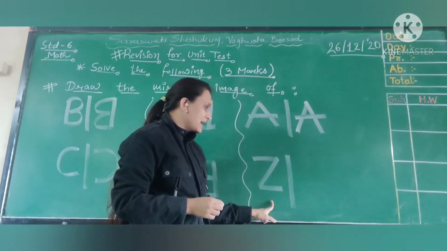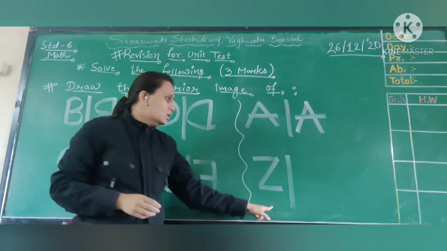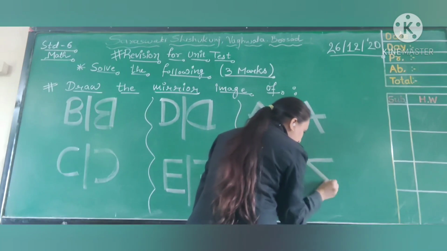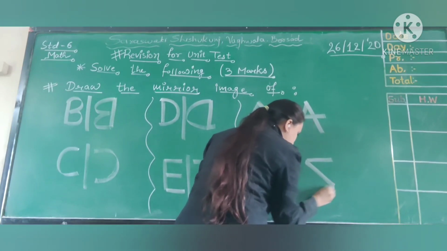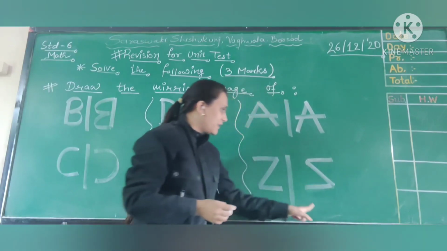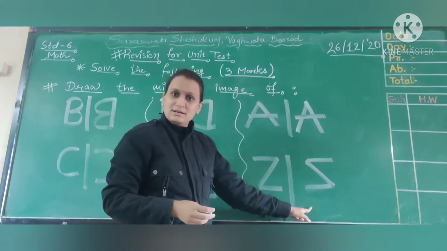Now what about Z? Z will look different after reflection, meaning it is a reflected image of Z. Okay, so Z will not look the same after reflection.